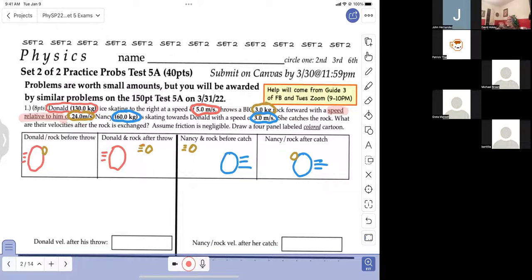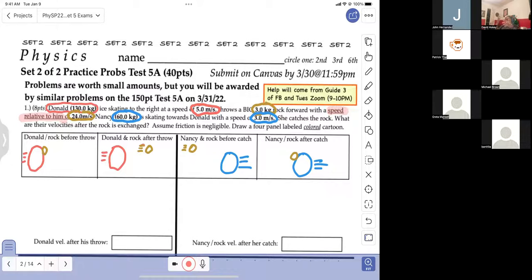The first time was generic. The second time, the speed was relative to him. The third time, maybe it's not going to be Donald and Nancy, but maybe one of them skating, maybe one skating this way and one skating this way. If you can see my hands, they could be skating towards each other like they're doing here, or they could be skating away from each other, or they could be skating the same direction.